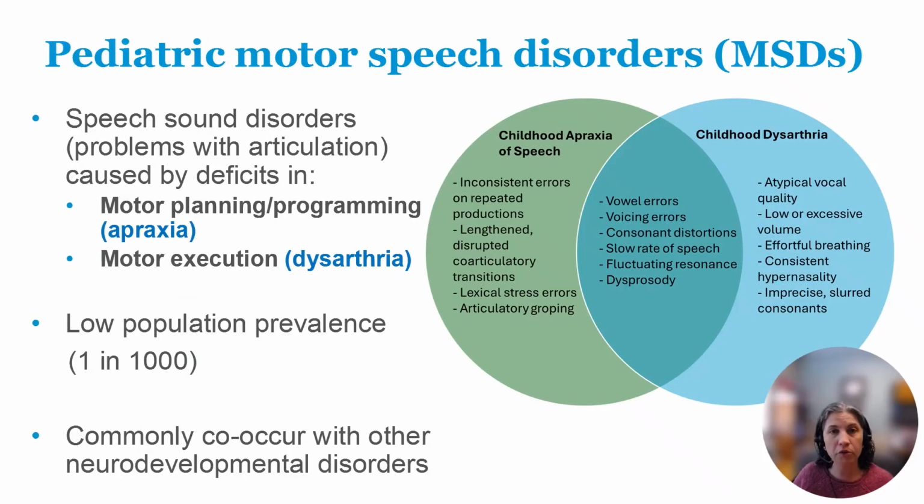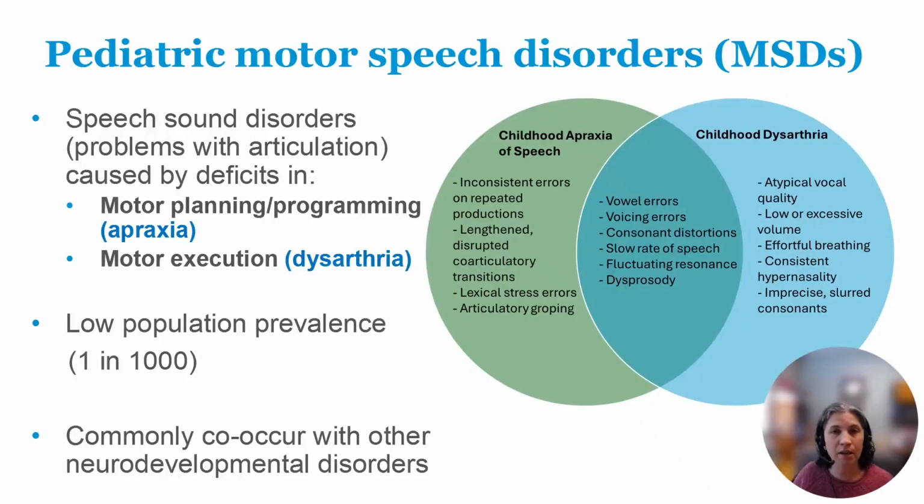We can define motor speech disorders as speech impairments caused by deficits in motor planning and programming, which results in childhood apraxia of speech, or motor execution, which results in dysarthria. Childhood apraxia and dysarthria commonly co-occur with each other, and they can be difficult to correctly diagnose, even for experienced clinicians, because there are a lot of overlapping features, things like vowel and consonant distortions, voicing errors, slow speaking rate, fluctuating resonance, and dysprosody. Although articulation problems are really common in early childhood, so about 5% of all children, motor speech disorders are relatively rare.